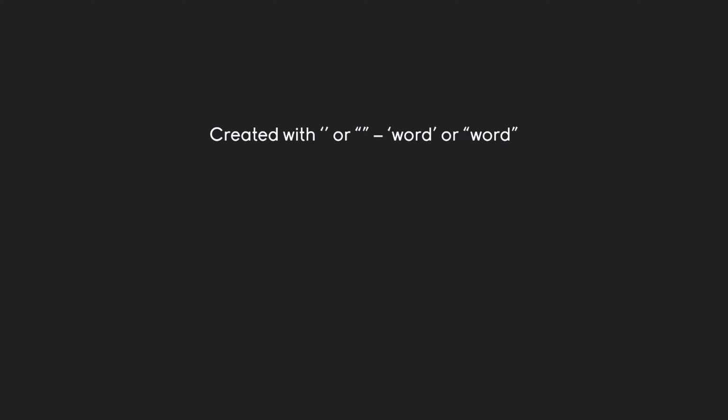Strings are created either with single or with double quotation marks. You could either write word with single quotation marks, this one and this one, or you could use double quotation marks, this one and this one. Python really doesn't care. The only limitation is that you have to stick to the same kind of quotation mark. You couldn't add a single quotation mark and then end with a double quotation mark.